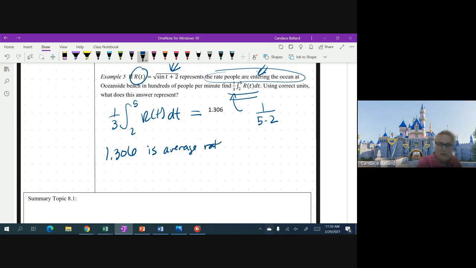rate people are entering the ocean, okay, at Oceanside Beach.